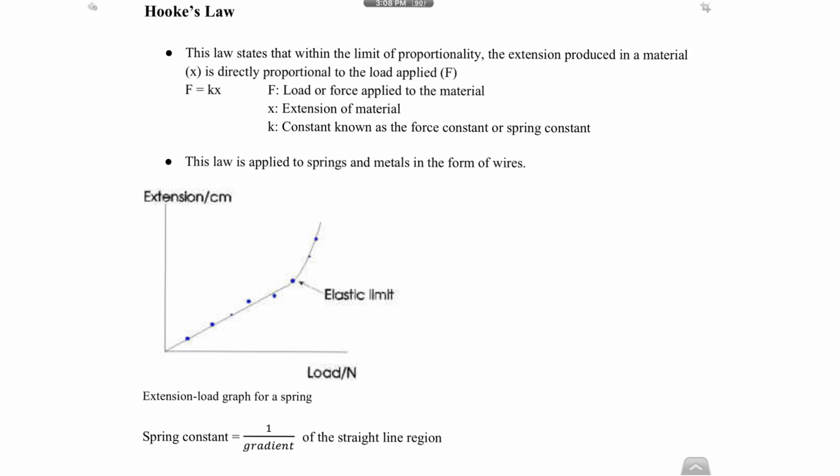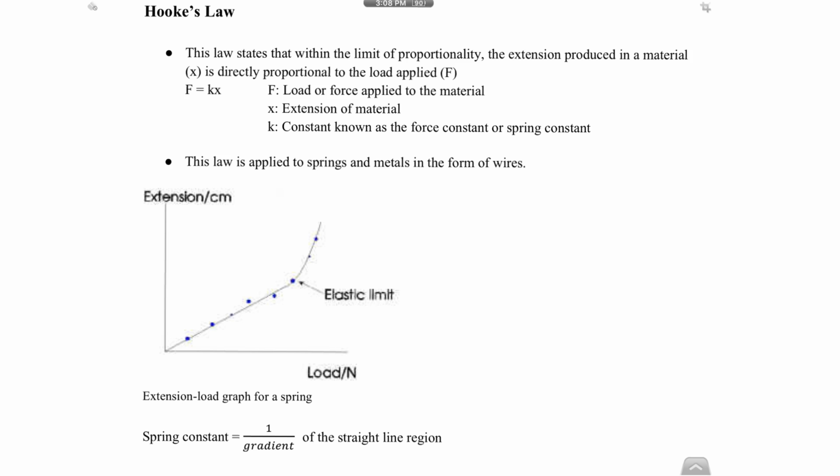That means if you are plotting a graph of extension versus load, you will actually get a straight line if it obeys Hooke's law. The end of the straight line is called the proportional limit, or the limit of proportionality. So Hooke's law says your extension will be directly proportional to your load only up to the limit of proportionality. Once it starts to curve, it no longer obeys Hooke's law.